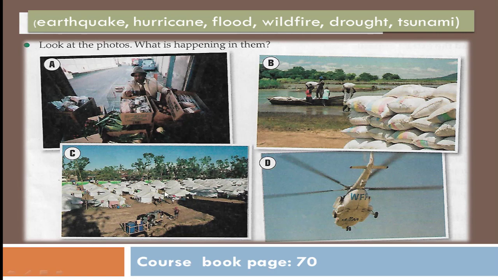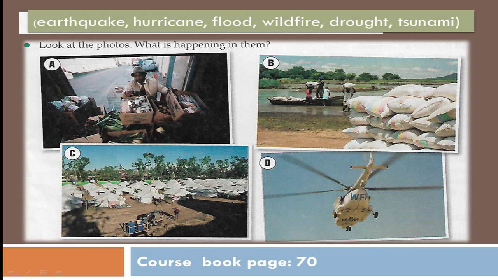Picture C, we can see the camp and lots of tents, and here we can see the fresh water. In picture D, we see the helicopter that is going somewhere. Where do you think it is going to, and what do you think it is carrying or contains?